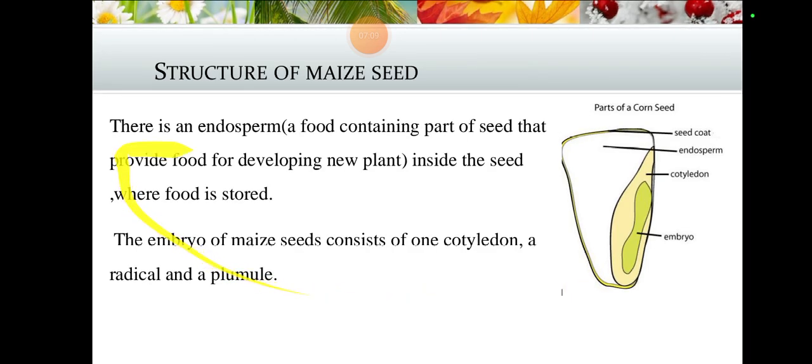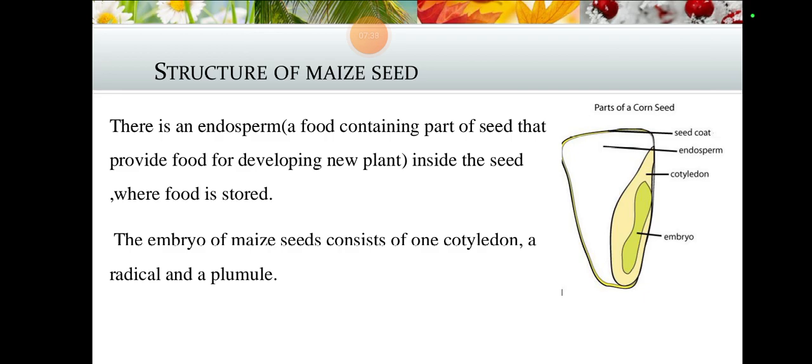There's an endosperm, a food-containing part of the seed that provides food for the developing new plant, where the food is stored. So there is a proper endosperm here. It's a proper place that contains the food, a part of the seed that provides food for developing new plants. So when new plants come, the food gets to them from there.